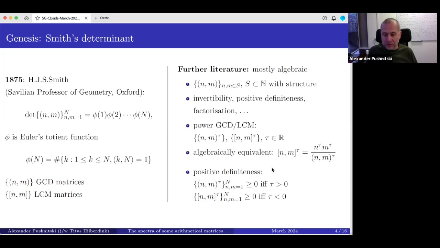At this point, let me just mention positive definiteness, which was worked out quite early, that GCD matrix is always positive definite if the power is positive. And from this formula, it follows that the same is true for LCM if the power is negative. Okay. So this was kind of the first, I should say, origin of this subject.